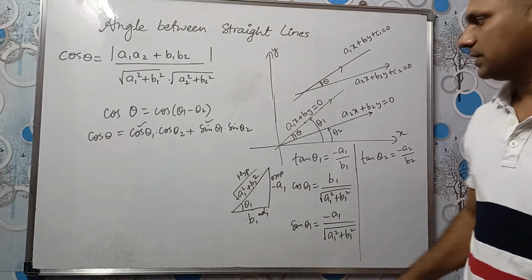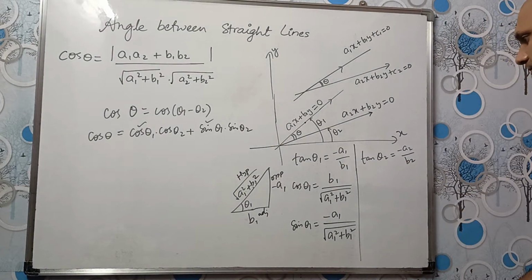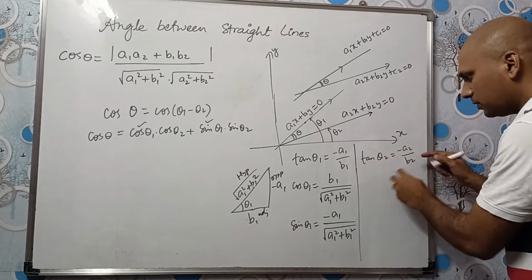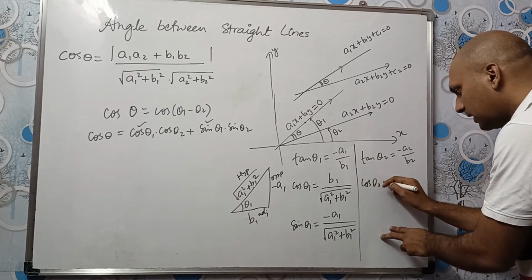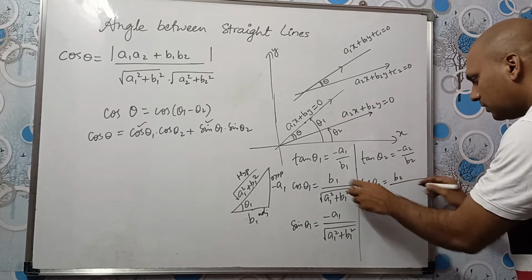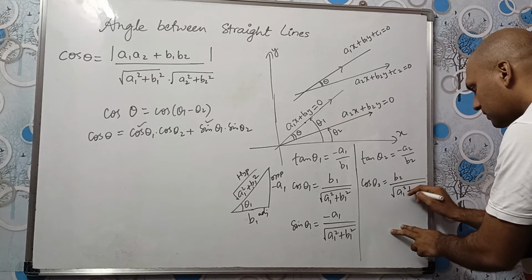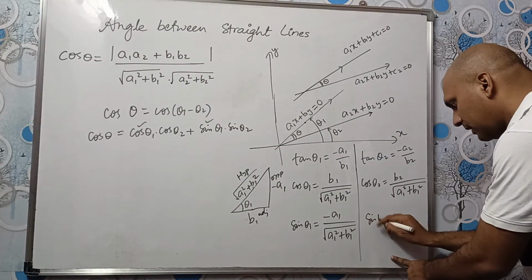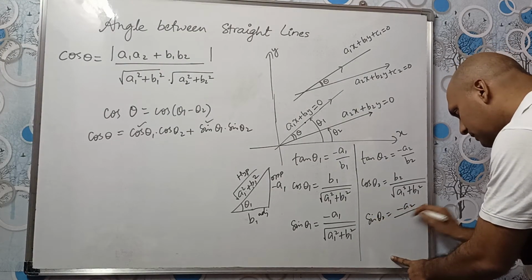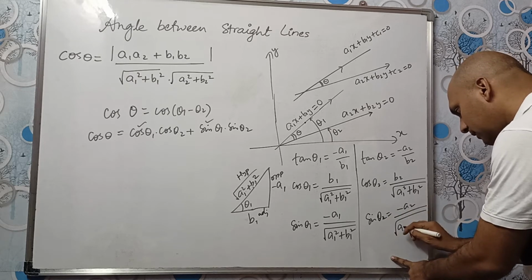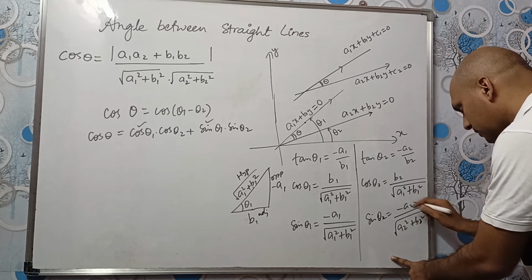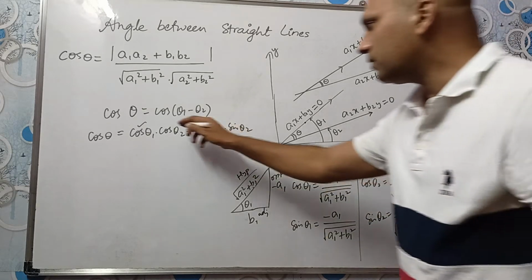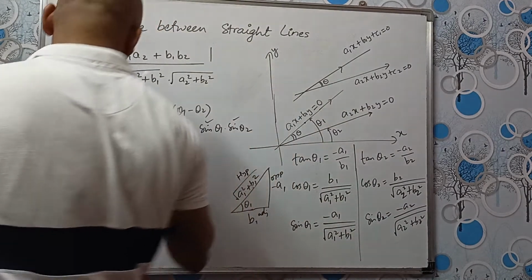We need to find cos theta 2 and sin theta 2 in the same way. Okay. See, we had a1 b1, a2 b2. So can we directly write cos theta 2 will be equal to b2 divided by root of a2 square plus b2 square in the same way as this? Yes. And sin theta 2 is minus a2 divided by root of a2 square plus b2 square. Alright. So we have all four values. Okay, let us substitute these values here.